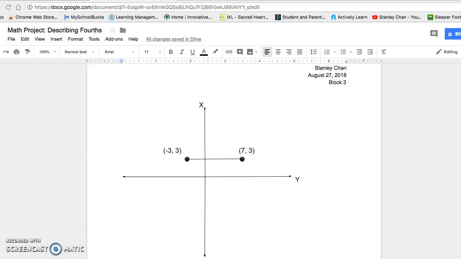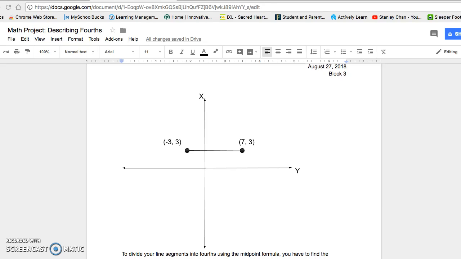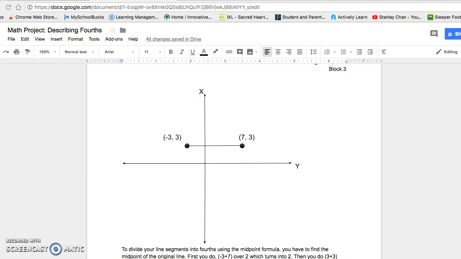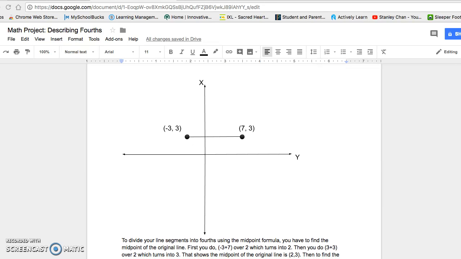To divide your line segment into fourths using the midpoint formula, you have to find the midpoint of the original line. First you do -3 plus 7 over 2, which turns into 2, because -3 plus 7 is 4, over 2 equals 2. Then you do 3 plus 3 over 2, which turns into 3. That shows the midpoint of the original line is (2, 3).